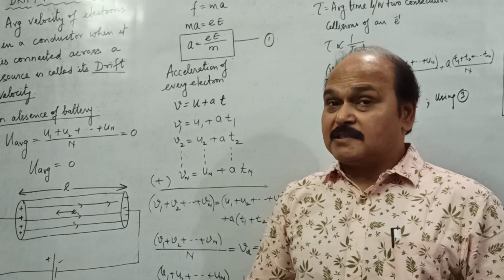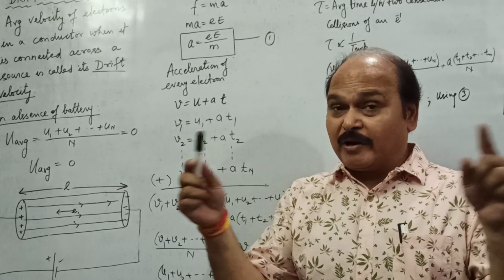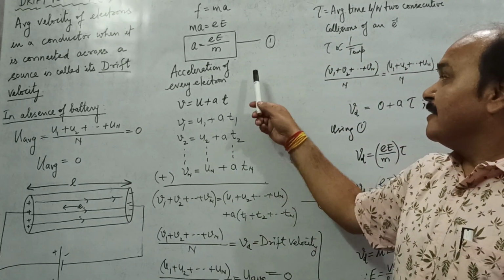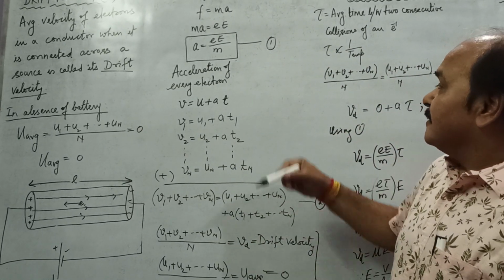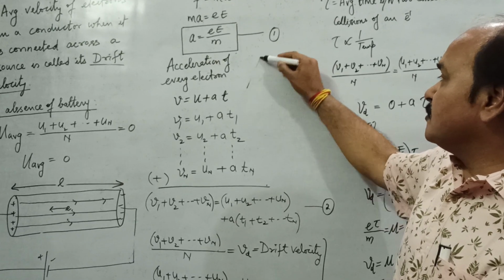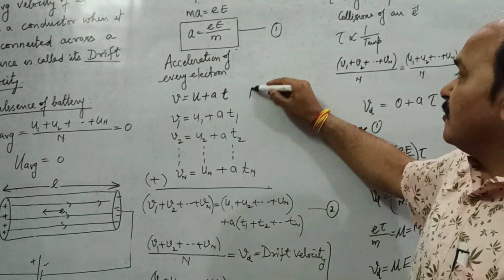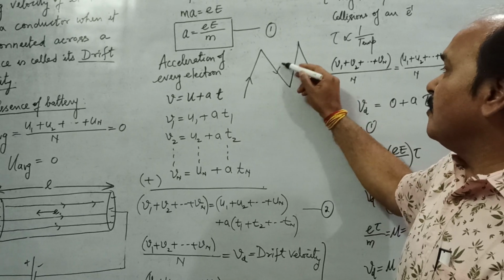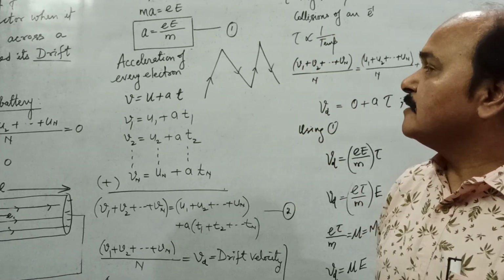But at the same time, electrons keep colliding, the collisions continue, and the random and haphazard motion also continues. The electrons move randomly and haphazardly in all directions with all possible velocities.